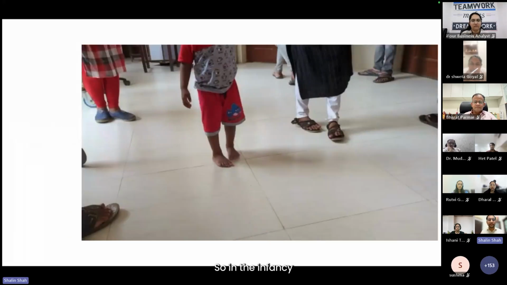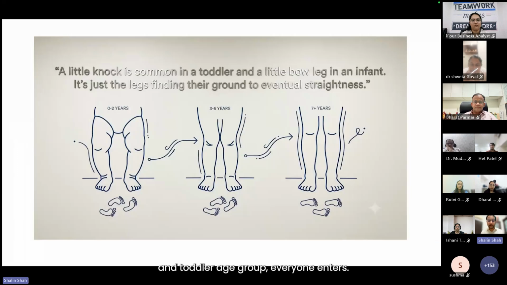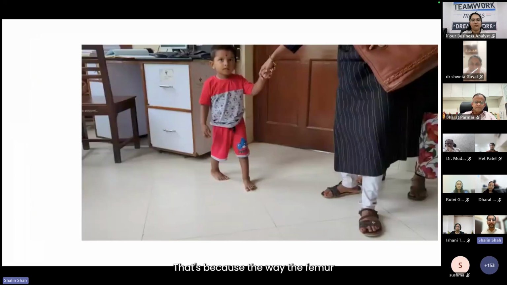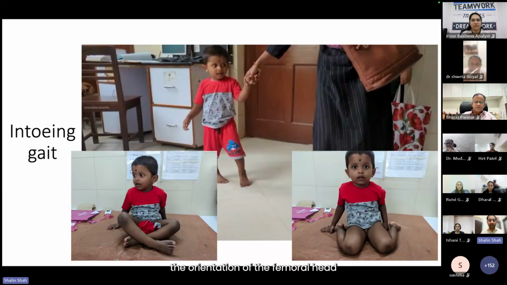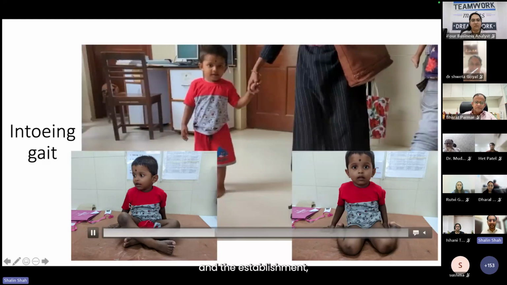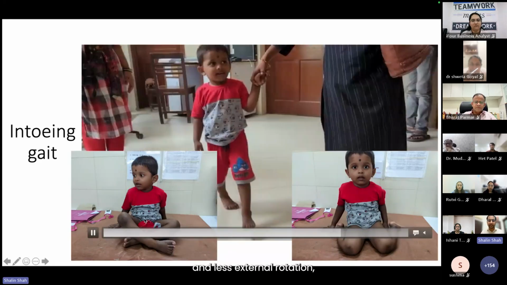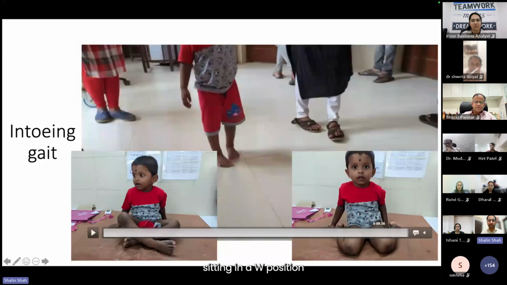So in the infancy and toddler age group, everyone in-toes. That's because of the way the femur is shaped. Because of the orientation of the femoral head and the acetabulum, they have excessive internal rotation and less external rotation. They're more comfortable sitting in a W position and really struggle sitting cross-legged. These are the complaints parents come to us with, and all of these resolve by themselves.